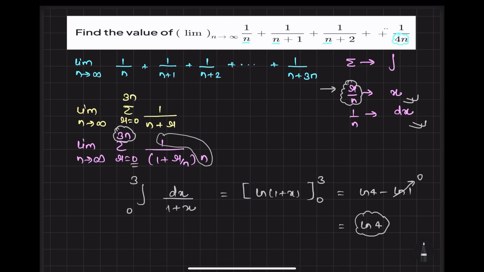I hope you got the idea, and whenever you observe this kind of situation where you are handling a limit and you have to find the limit of something which is like adding things so many times, it is a limit of a sum question. Okay.